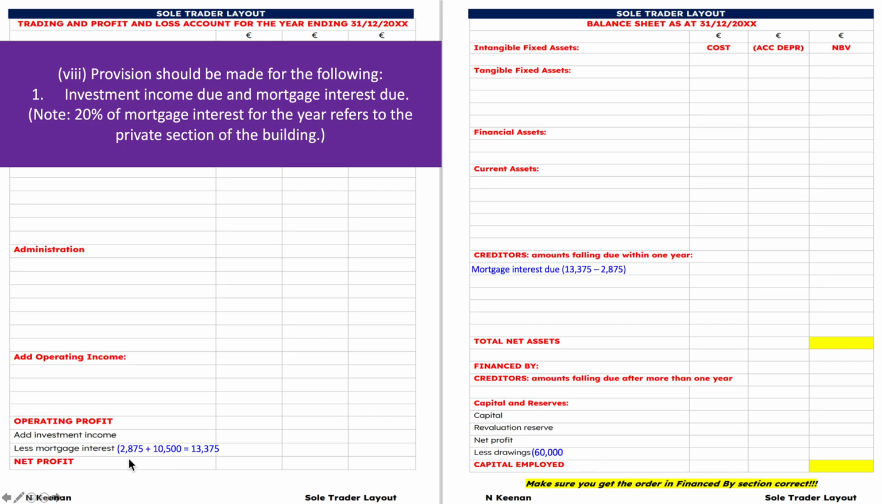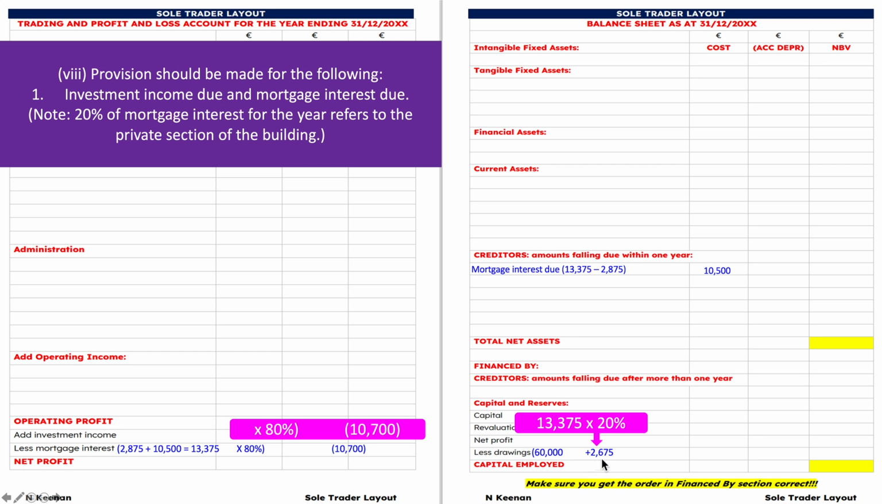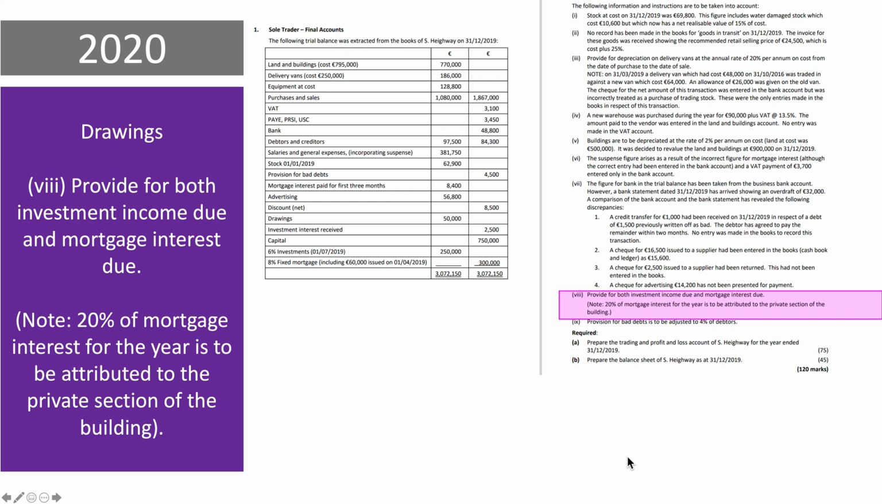But we did that in step 3, so you already have it looking like this in your accounts. The mortgage interest due is going to be 13375 minus 2875, so 10500. Then you're going to split up the mortgage interest into 20% in the drawings, because the sole trader lives in 20% of it, and then 80% for the business. So in the business, we multiply by 80%, which gives 10,700, and then we add the 20%, which is 2675 there, and that's basically the adjustment done.